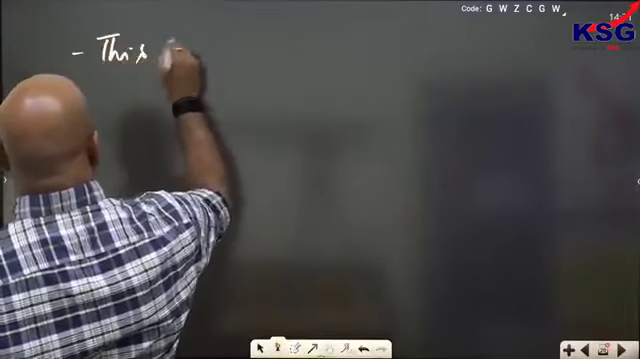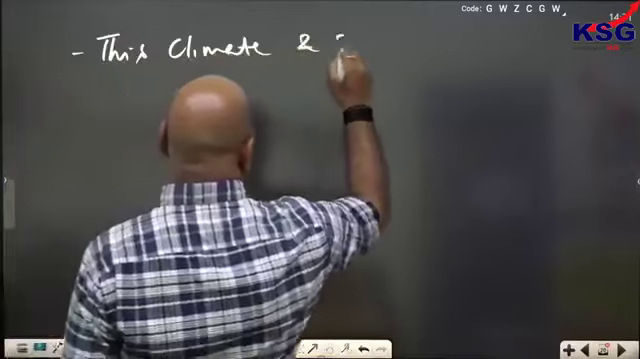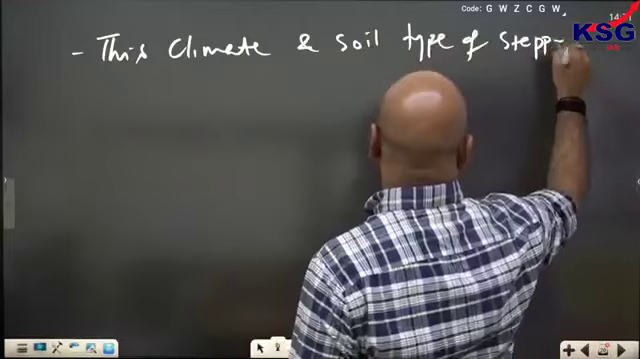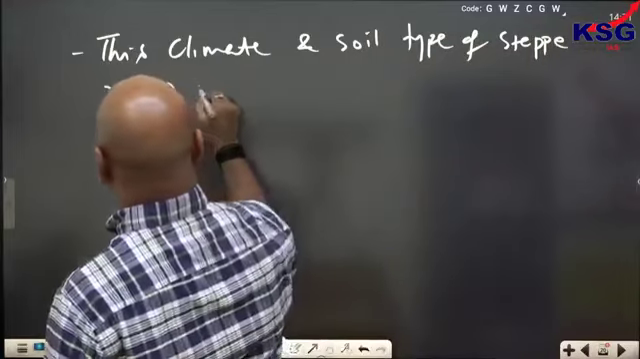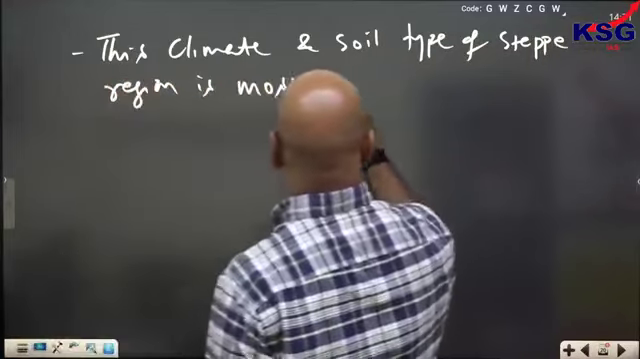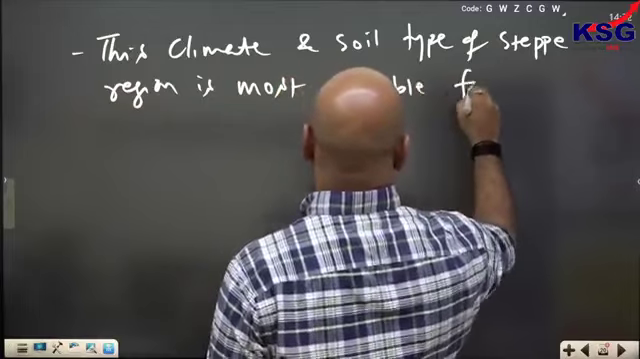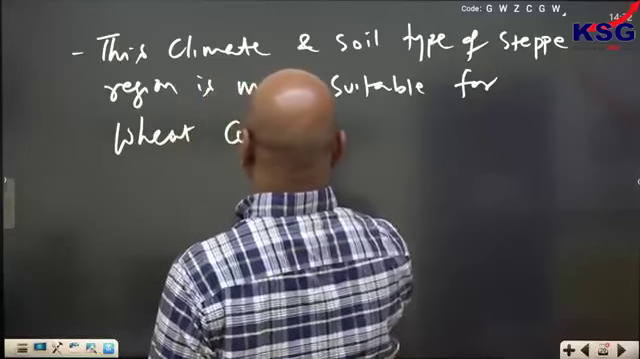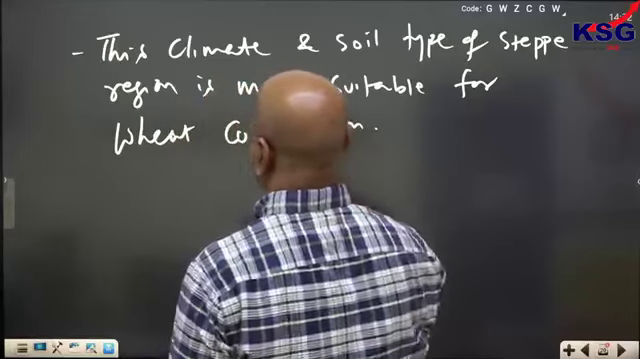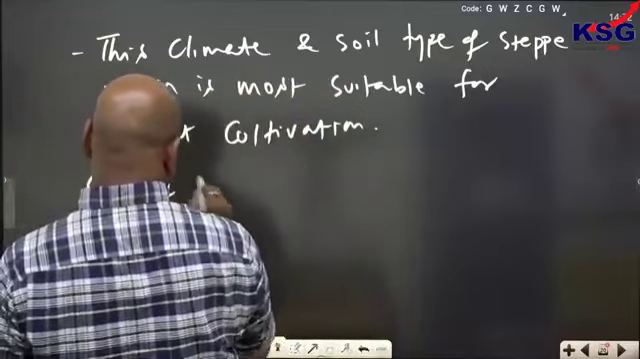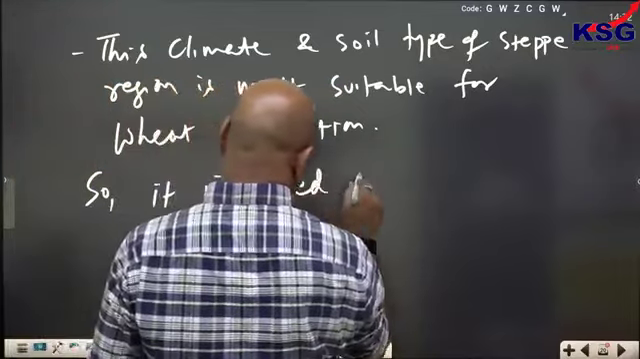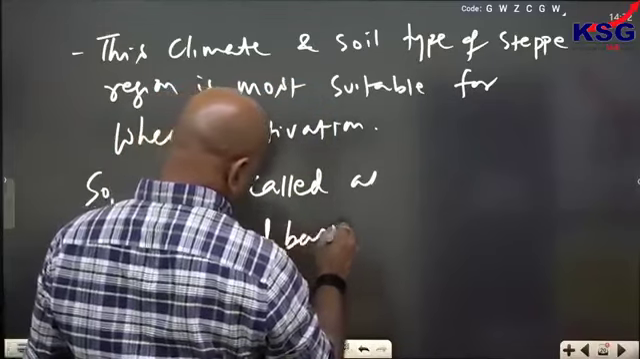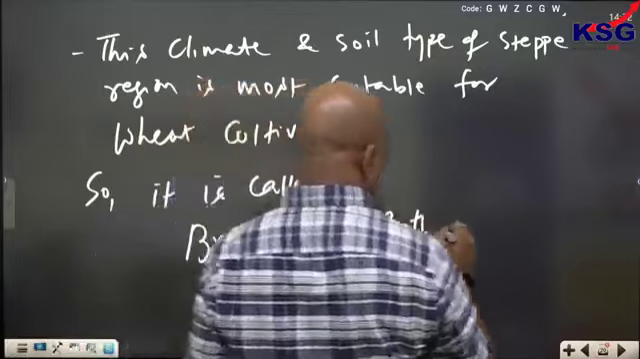This climate and soil type of the steppe region is most suitable for wheat cultivation. So it is called the bread basket of the world.